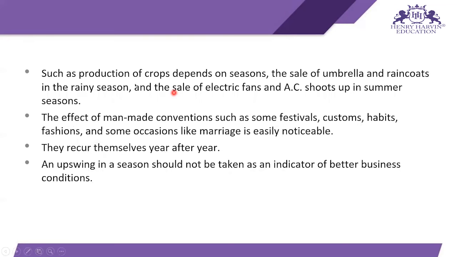Next are some examples, like production of crops depends on seasons. The sales of umbrellas and raincoats in the rainy season, and the sale of electric fans and ACs shoots up in the summer season. So something like that, it's seasonal. When the season comes, the sale increases, and when the season goes, the sale goes downward, or there is sometimes no sale at all.